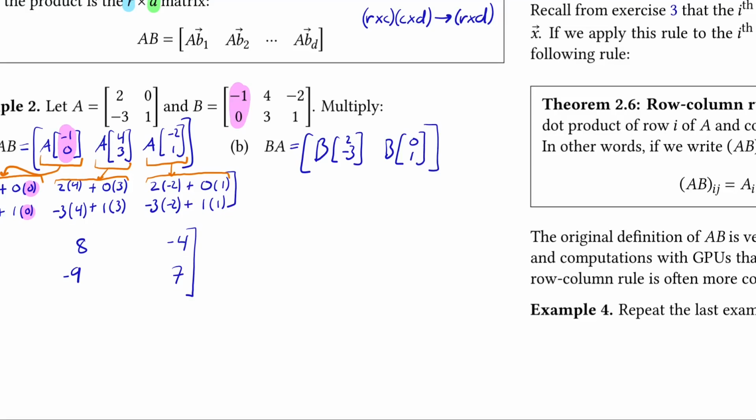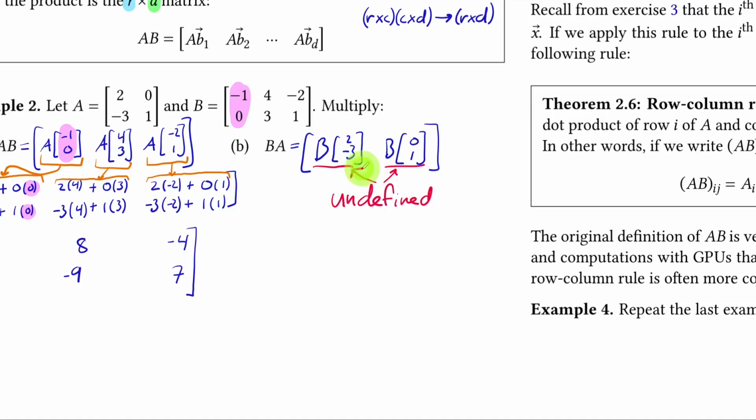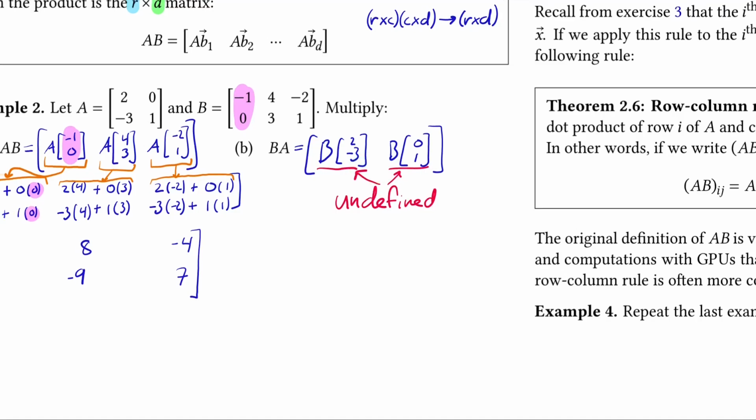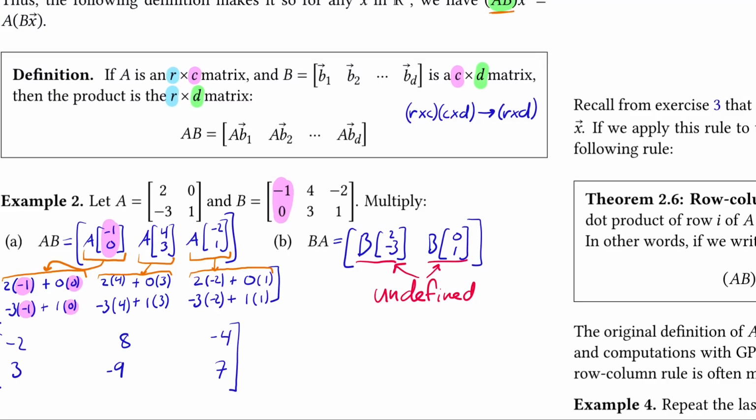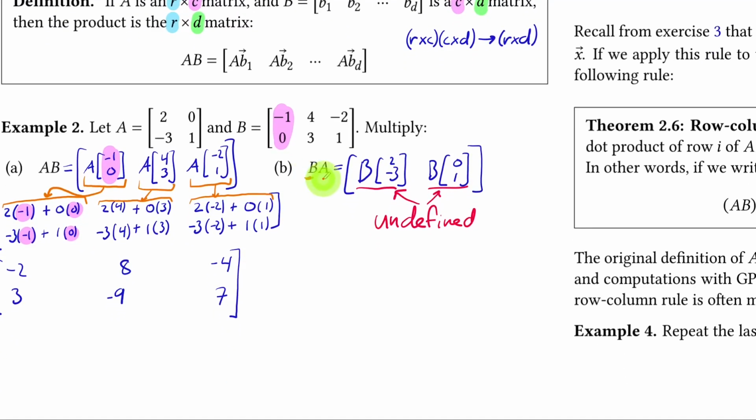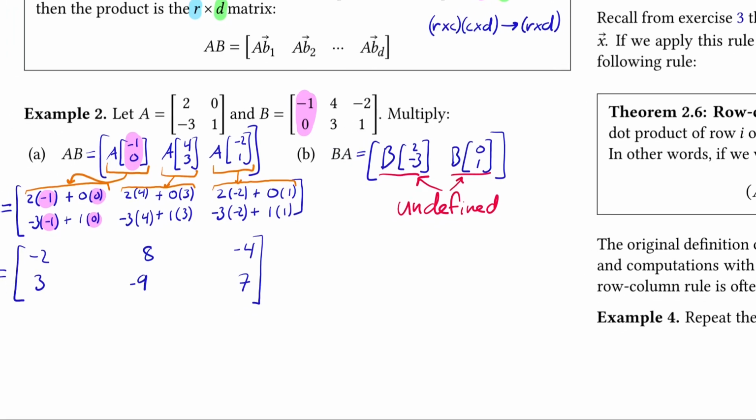And I said what you would be doing because you cannot do this. Each of these is undefined. Because the number of columns of B is 3, and that doesn't match up with the number of entries in these vectors we're trying to multiply it by. So yeah, notice how we said in the definition here that the C and C need to be the same thing. The number of columns of the matrix on the left needs to be equal to the number of rows of the matrix on the right. So yeah, this is a weird thing about matrix multiplication.